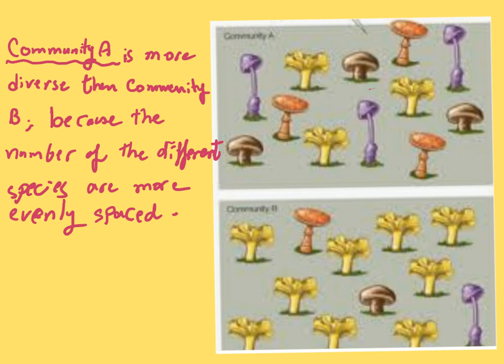You can see here 2 communities of living organisms. Both of them have the same number of species, so they have the same species richness, but the distribution of species is even in community A and skewed in community B. So we can say that community A is more diverse than community B because the numbers of the different species are more evenly spaced.